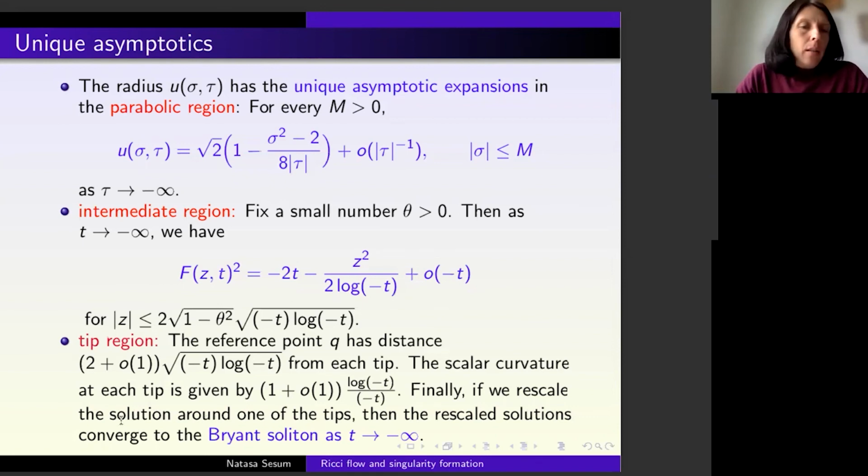And then the intermediate region is something that connects this cylindrical and the tip region. And I'm just going to say in the tip region, we also proved that after appropriate rescaling, your rescaled solutions converge to the Bryant soliton. So this was the first theorem: if I consider any 3D kappa solution, it has to have these asymptotics, no matter what I take.